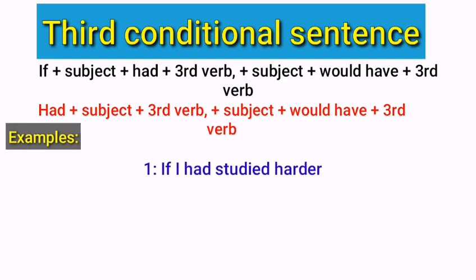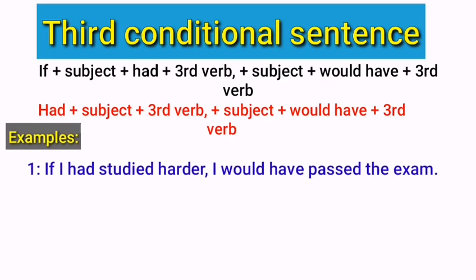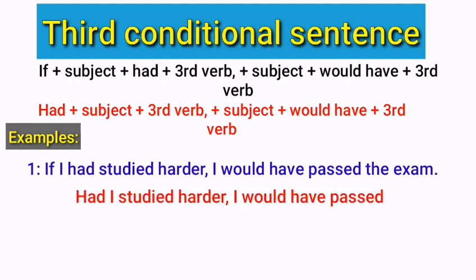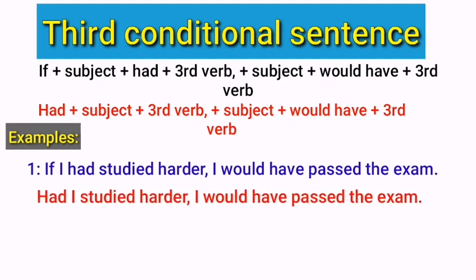If I had studied harder, I would have passed the exam. This is a normal third conditional sentence, and its inversion can be done like this. Had I studied harder, I would have passed the exam. You can see first we have removed the conjunction if, and then started the sentence with had, and simply followed the whole structure of it. So, this is the inversion of third conditional sentence.